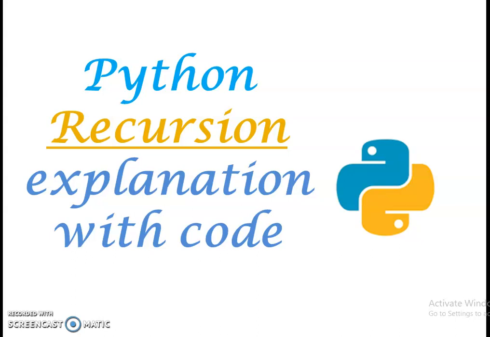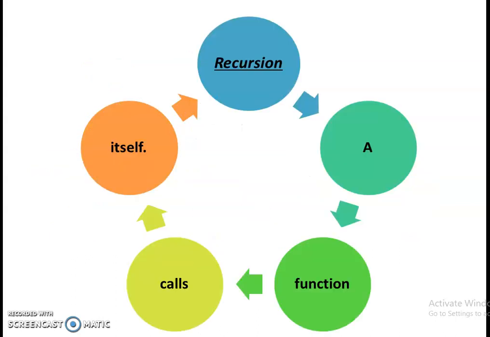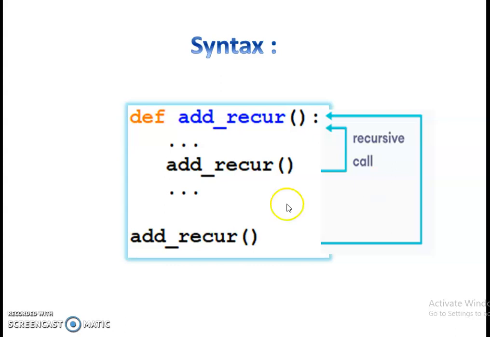In this video, we are going to discuss recursion in Python using some code segments. So let's begin. When we talk about recursion in simple terms, it is a process in which a function calls itself. When we talk about syntax, here you can see we have one function named addRecur.